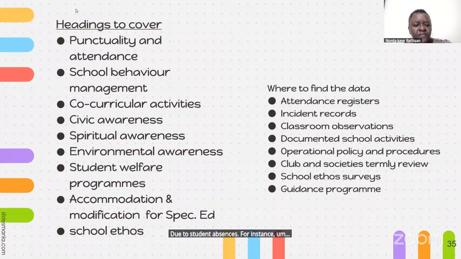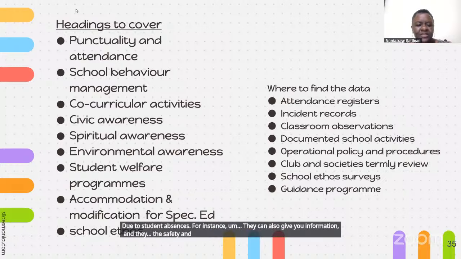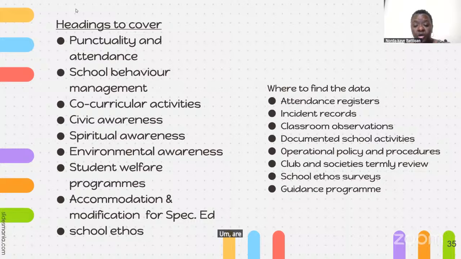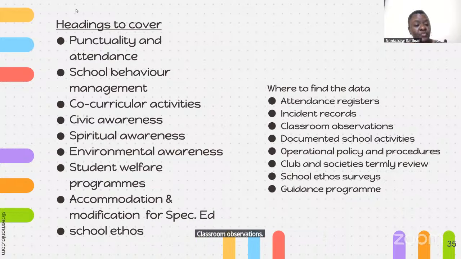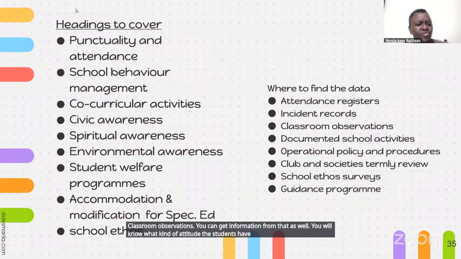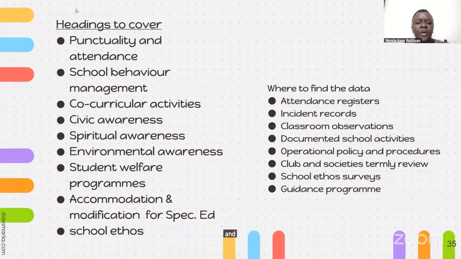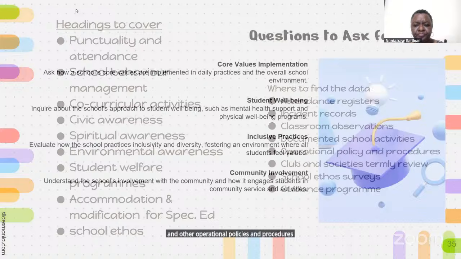They can also give you information on the safety and security, what type of incidents are happening at school. You have a lot of fights. Are they fights that draw blood? Those are the types of incidents you have to look at. Classroom observations, you can get information from that as well. You will know what kind of attitude the students have towards their teachers, the school, how they interact with their peers, and other operational policies and procedures.